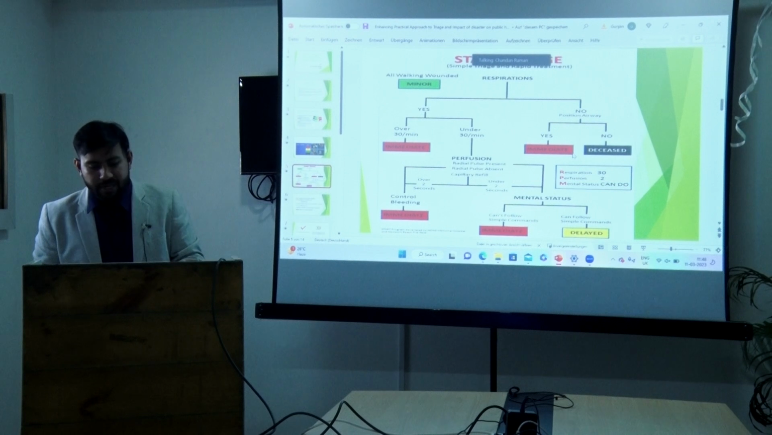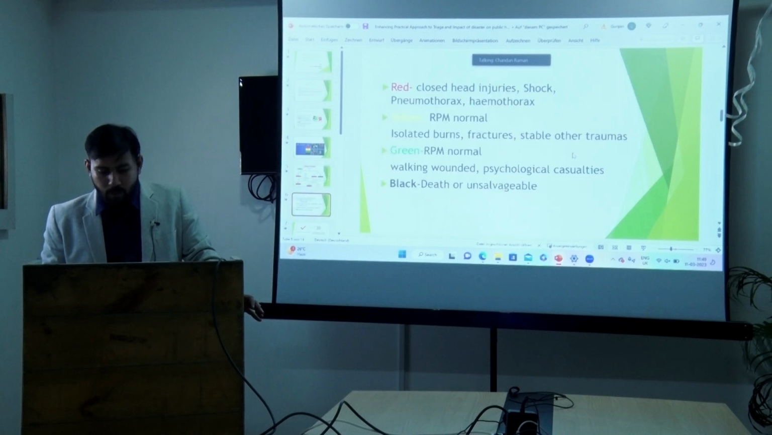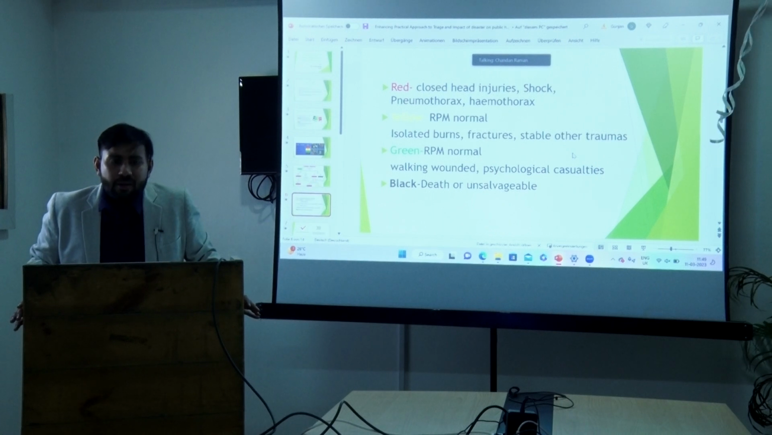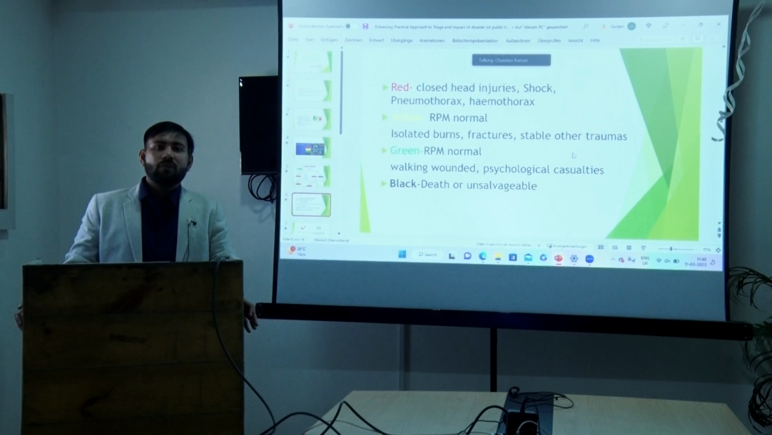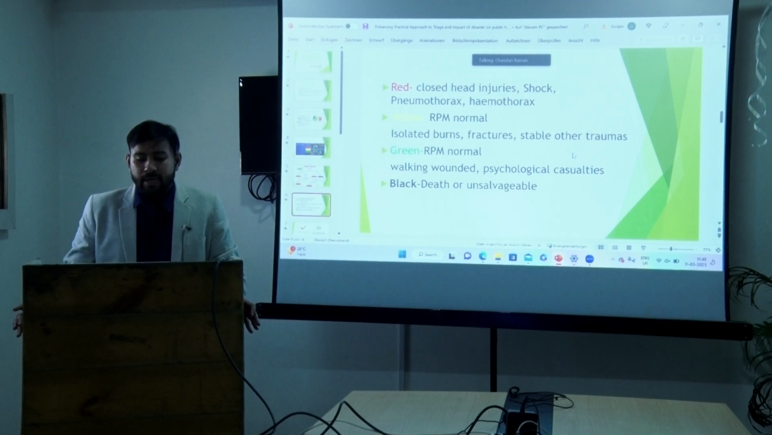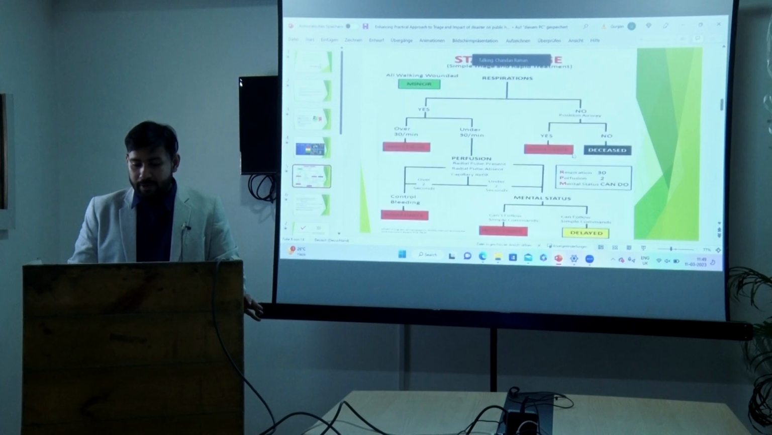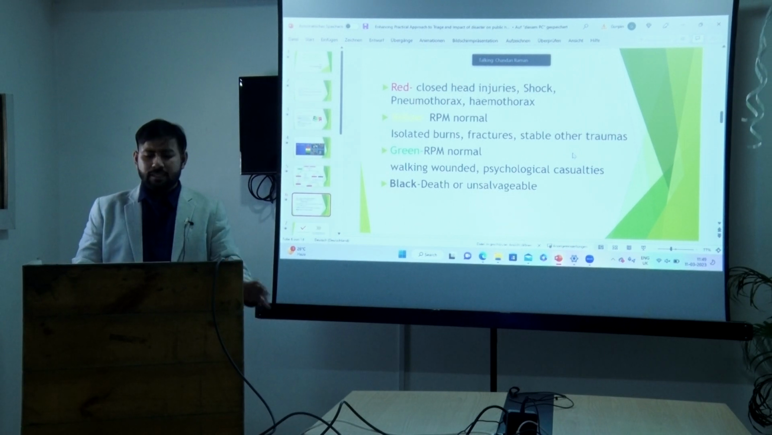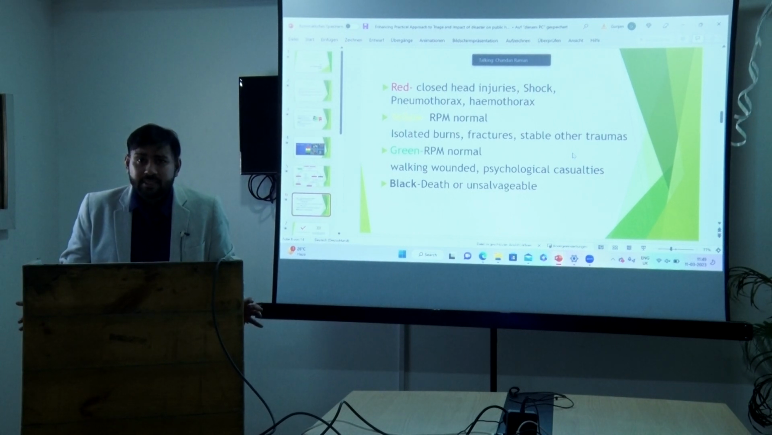So we can divide the patients, as we have seen by this system, on the basis of priority. So for example, which patients can we give the red tag? Red tags are given to patients who have closed head injuries, are in shock, or have a pneumothorax or a hemothorax. Yellow tag is given to those persons for whom we have seen respiration, perfusion and mental status right now. Those who have all three, respiration, perfusion and mental status, normal, or they have sustained isolated burns, fractures and stable other traumas.